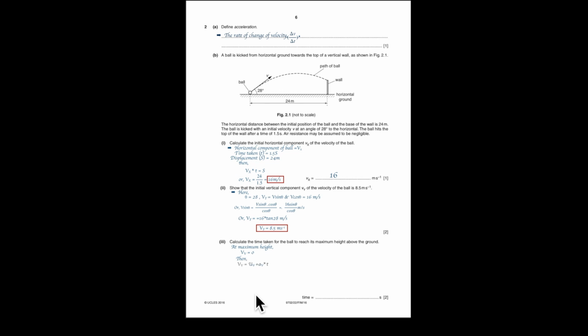Then the vertical velocity v equals u plus at, so 0 equals 8.5 minus 9.81 times t. 8.5 is the initial vertical velocity, from part II. Solving for t, t equals 8.5 by 9.81 seconds, and t is 0.866 seconds.